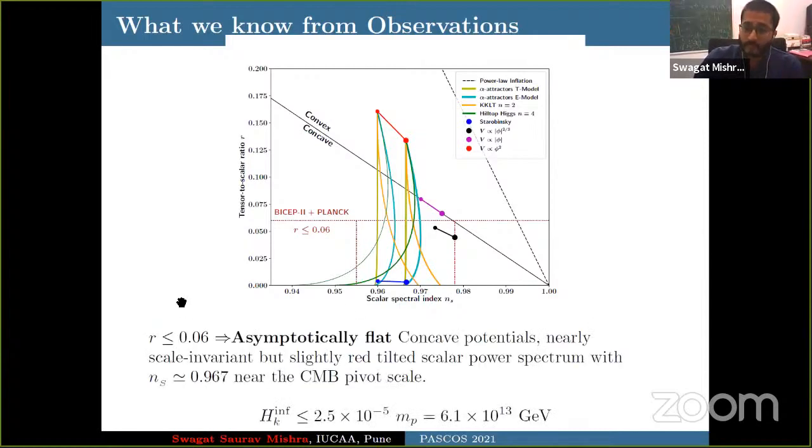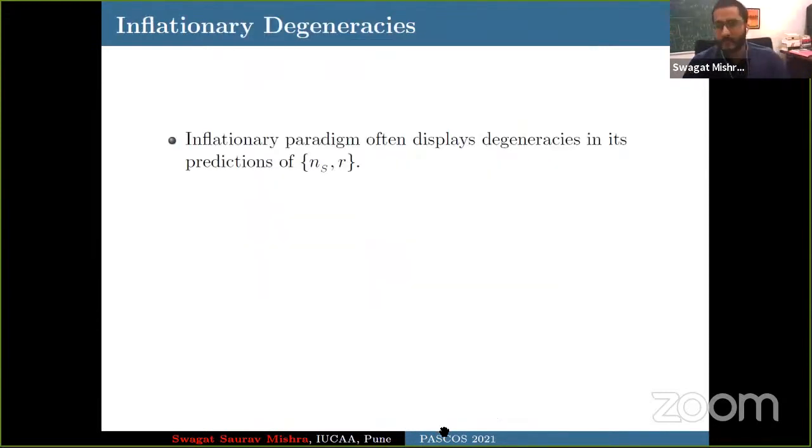So from the upper bound on the tensor to scalar ratio, we know that concave asymptotically flat potentials are favored, and we have an upper bound on the Hubble scale during inflation directly from the tensor to scalar ratio, and that is around 10 to the power 13 GeV. However, there is parameter space in the r versus n_s diagram where several models could predict the same result. And these give rise to inflationary degeneracies, which is the topic of my talk today.